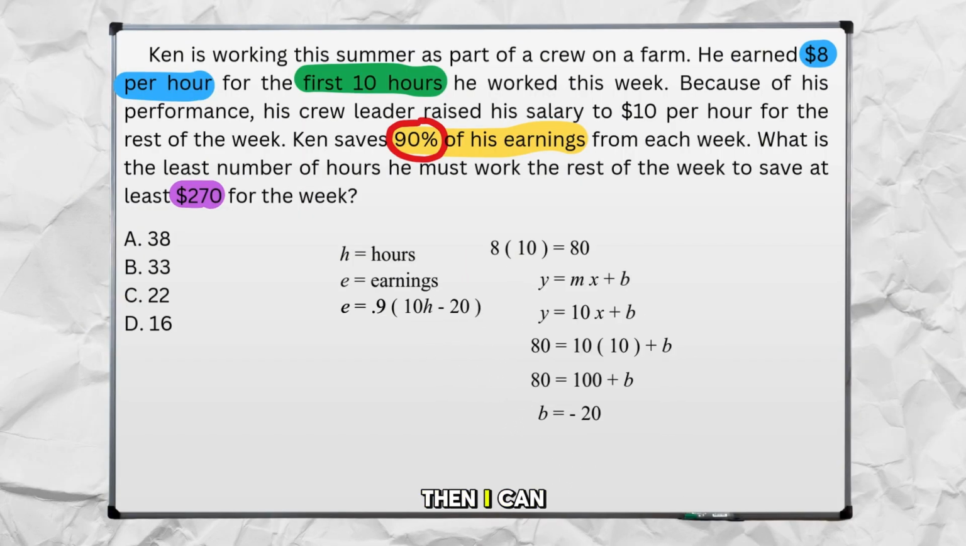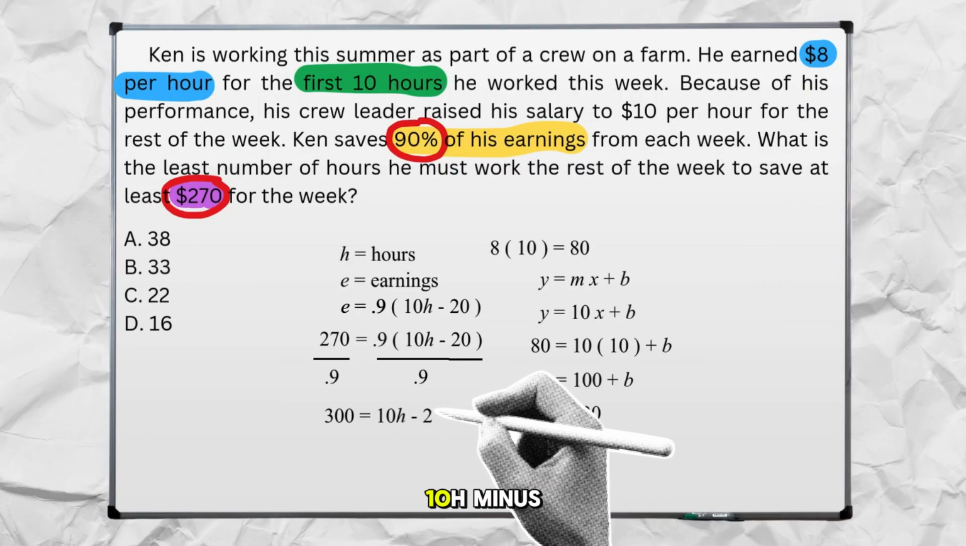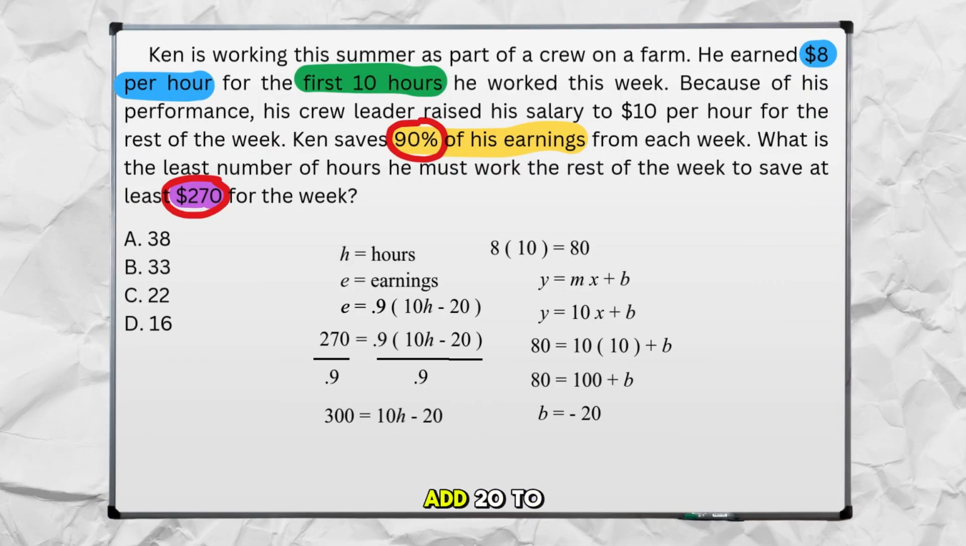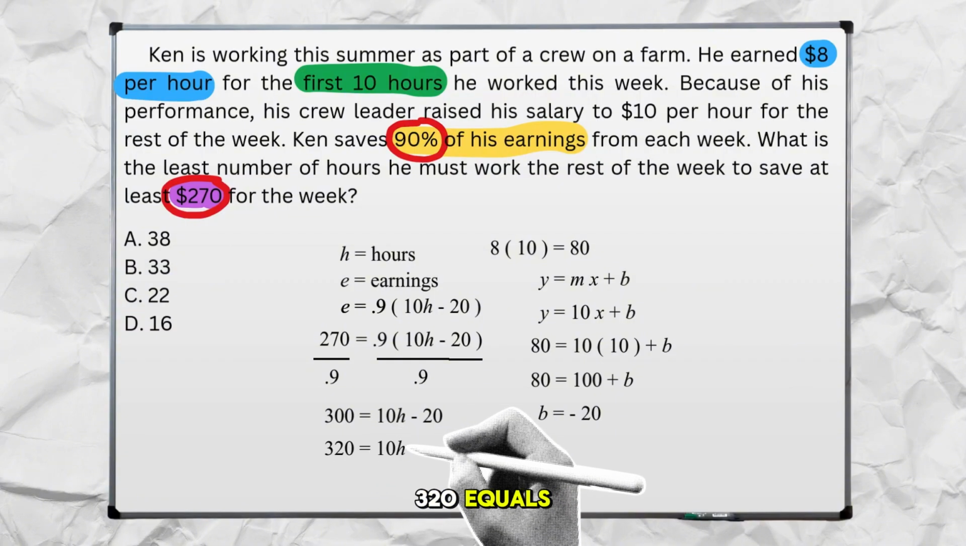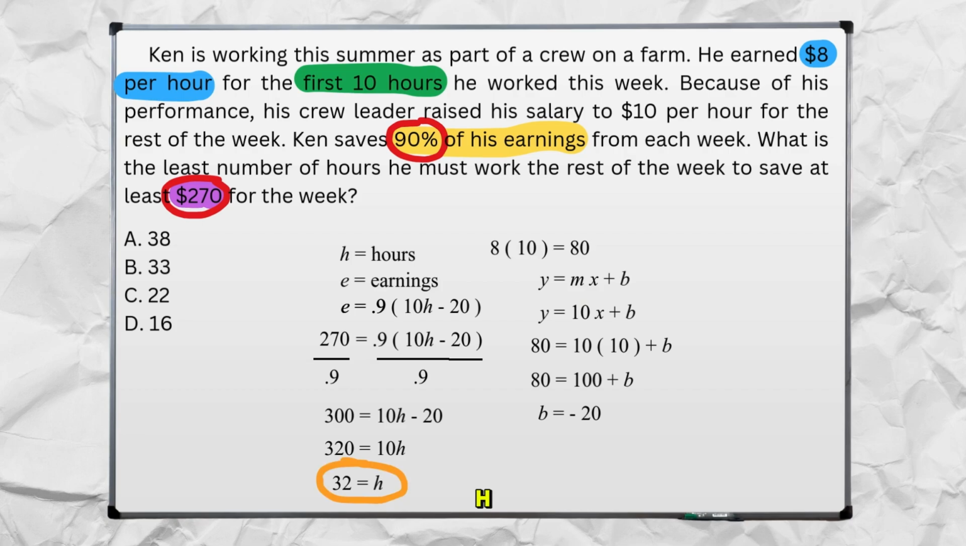Then I can plug in 270 for e, because they tell me that it's 270 per week. I'm just matching everything up, times 0.9. They want to know the number of hours, so that's unknown, minus 20. And then I would just use order of operations to divide both sides by 0.9. I could do that in Desmos. 270 divided by 0.9 is 300, equals 10h minus 20. So I'll add 20 to both sides. That gives me 320 equals 10h, and finally 32 equals h. And so the least number of hours from our selection is going to be b. That's how we use modeling to help us with this type of problem.